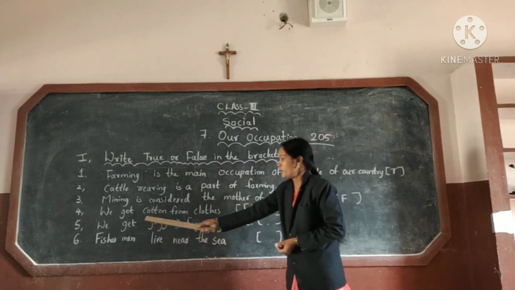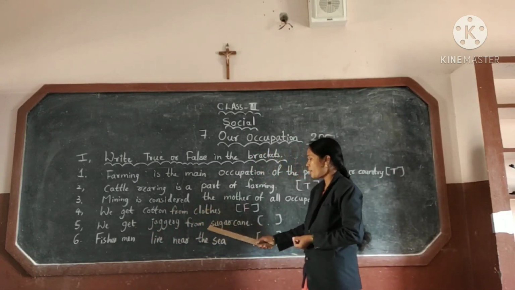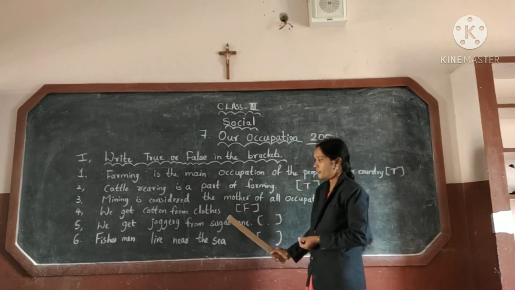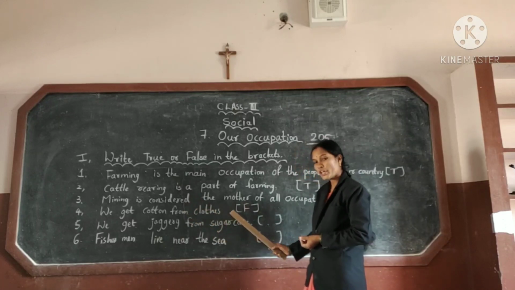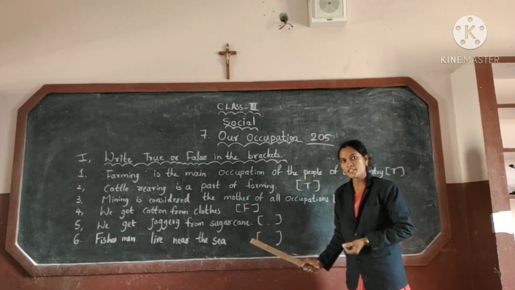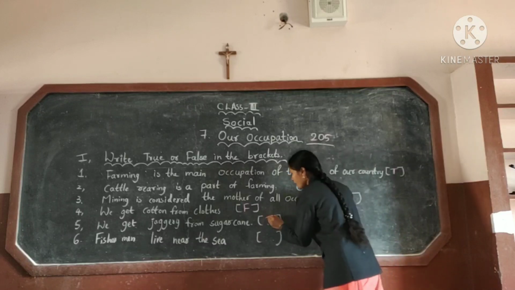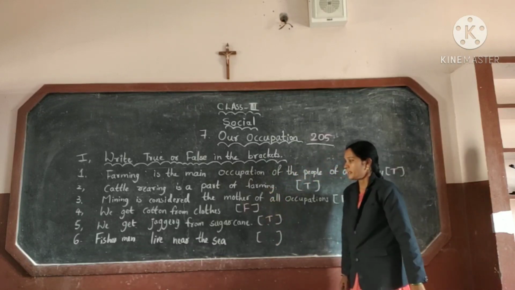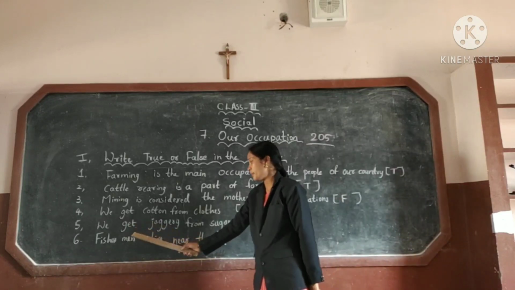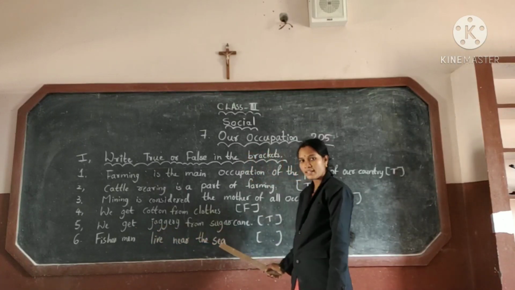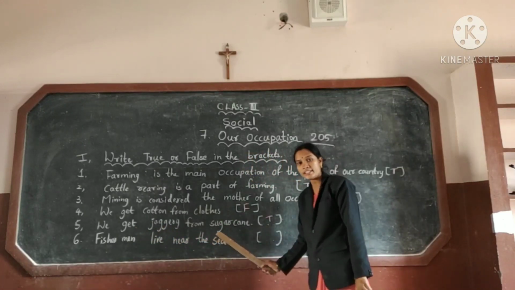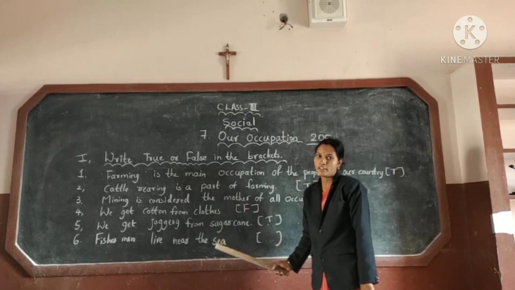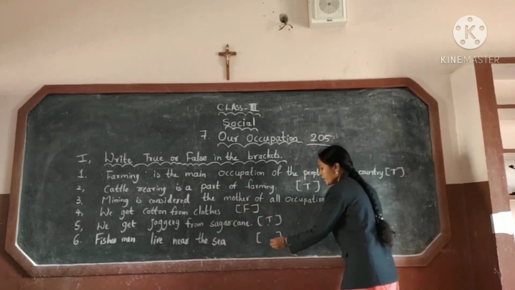Fifth one: we get jaggery from sugarcane. This statement is true. Correct. You can write T. Next, sixth one: fishermen live near the sea. Yes, correct. You can write T.